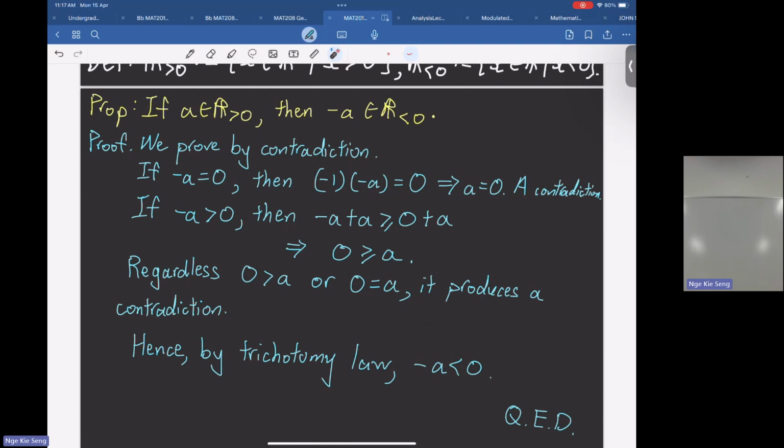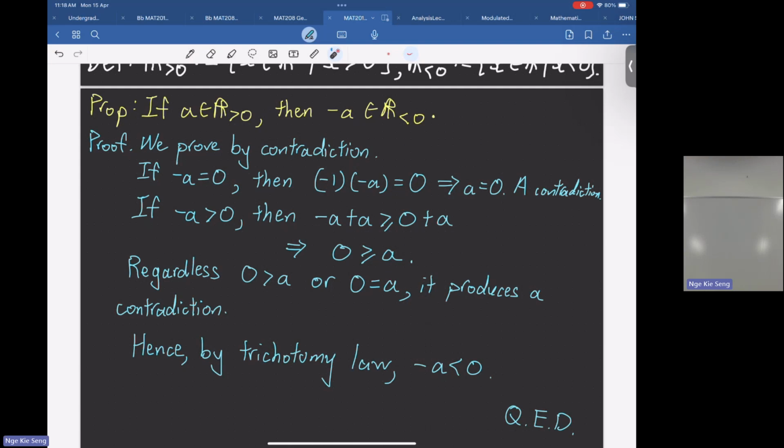If it is equal to 0, then last time, what we can do, we can multiply minus 1 on both sides. Right. But what is minus 1 times minus A? Last time we proved that minus A is what? Minus 1 times A. And then minus 1 is the inverse of minus 1. So minus 1 times minus 1 is 1. So 1 times A is A. So A equals 0. But we started with A strictly greater than 0. So contradiction. So it cannot be equal to 0.